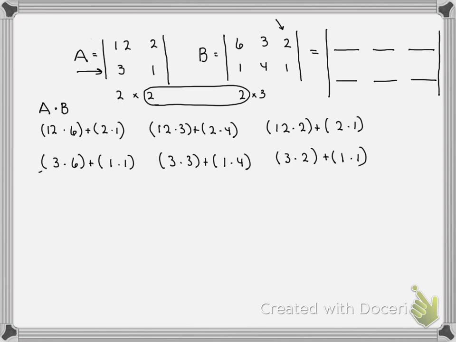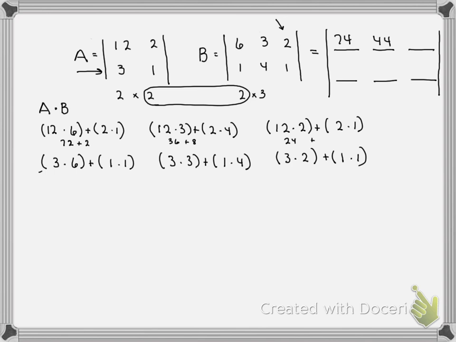Now let's go back and we'll do the math and fill in our solution matrix. So 12 times 6 is 72, plus 2 is 74. Then 36 plus 8 is 44.